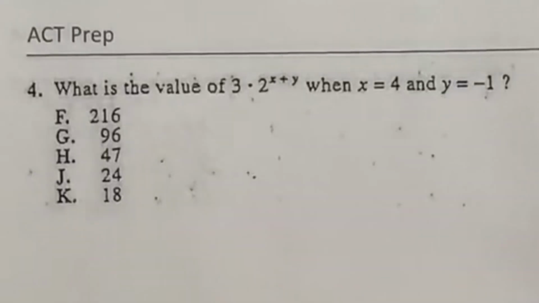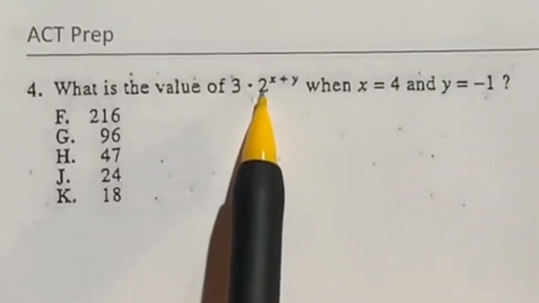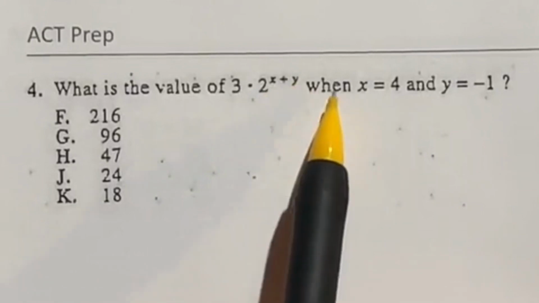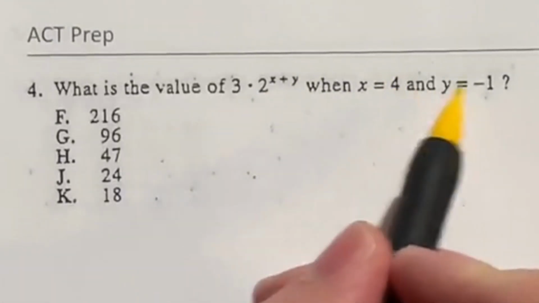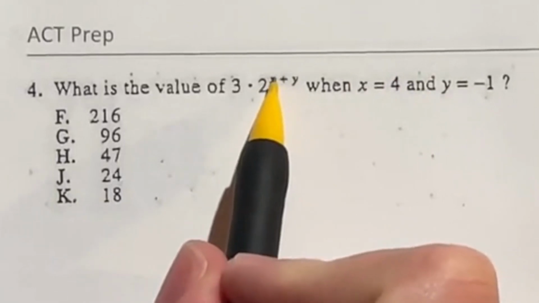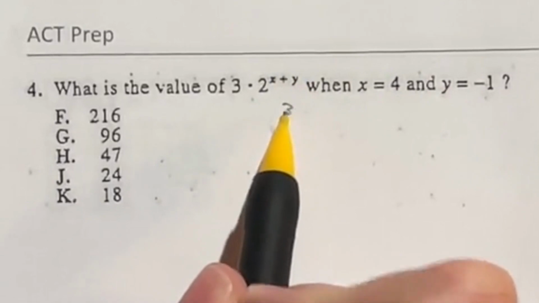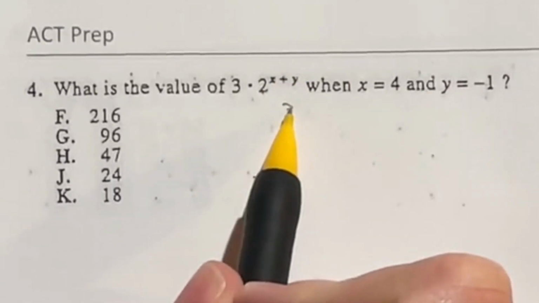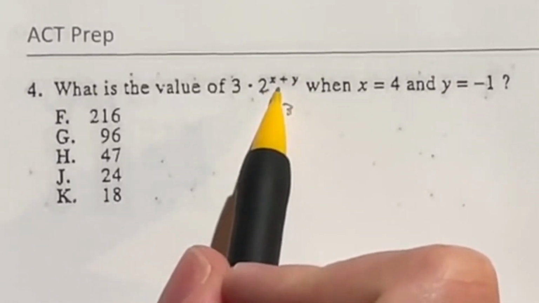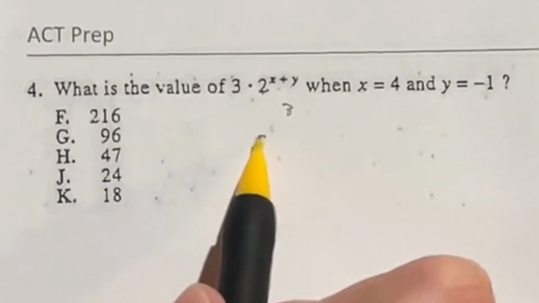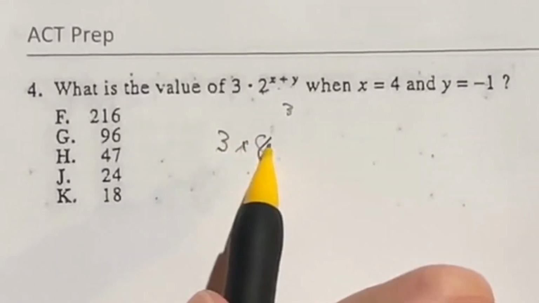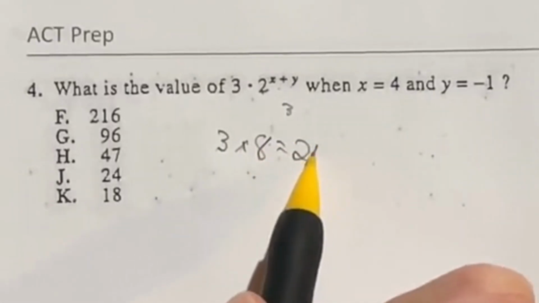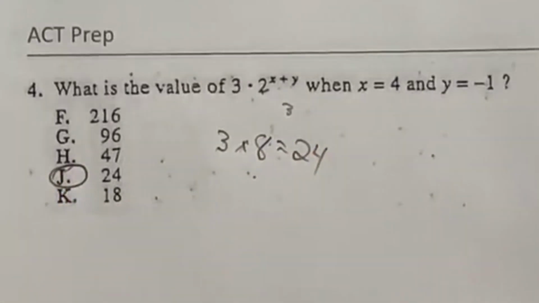Alright, another little plug and chug here with some exponents. We have 3 times 2 to the x plus y when x is equal to 4 and y is negative 1. So let's go ahead and plug in this 4 and negative 1 first. We're going to have 4 plus negative 1. Well, 4 minus 1 is just 3, so we're looking at 2 to the third power. Well, that means 2 times 2, which is 4, times another 2, which is 8. Now, we still have that 3 out front, so we need to do 3 times 8, which is going to give us a final answer of 24, which is option J.